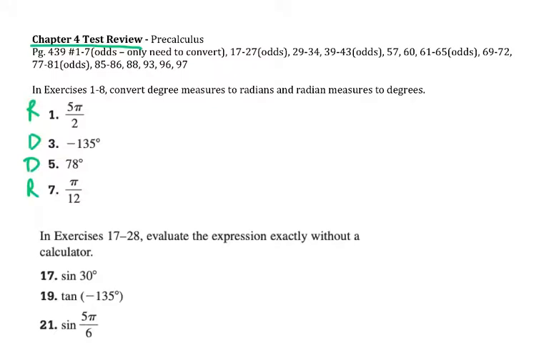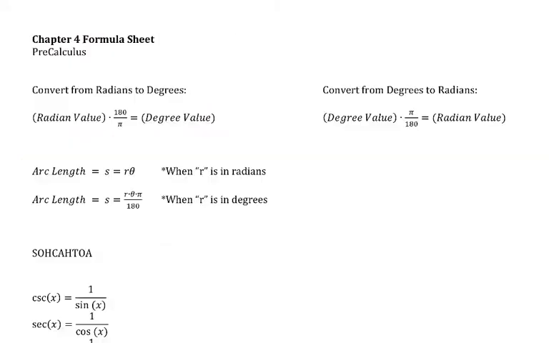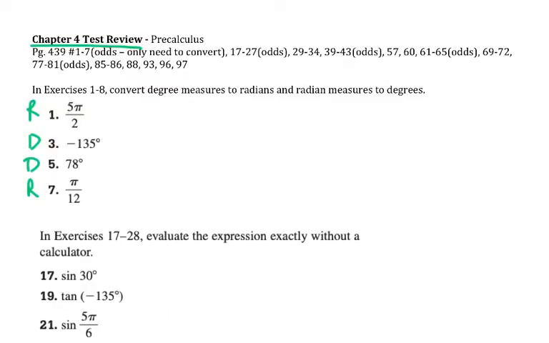In order to convert from radians to degrees, all we do is take our radian value, multiply by 180 over pi, and then we get our degrees. Times 180 over pi means that the pi's cancel, so that's not so bad. And 5 times 180 divided by 2, so it's technically 900 over 2, or 450 degrees.